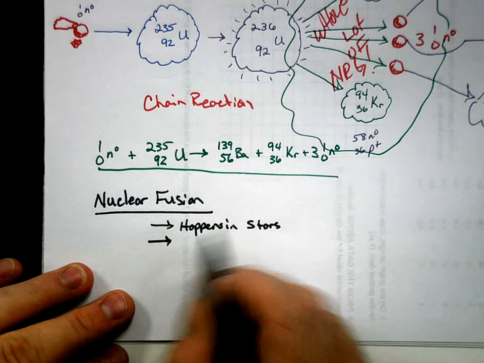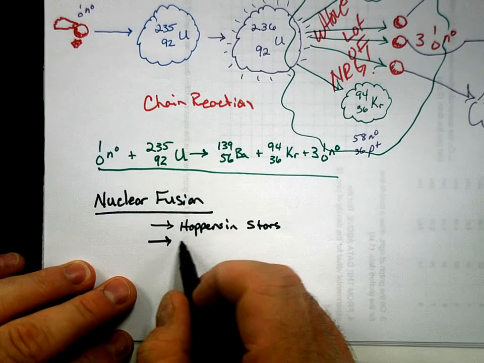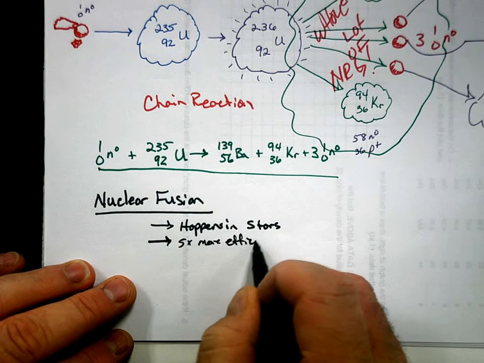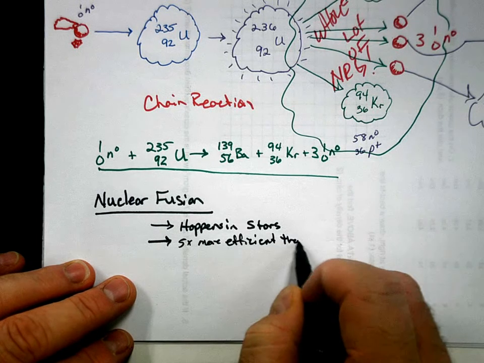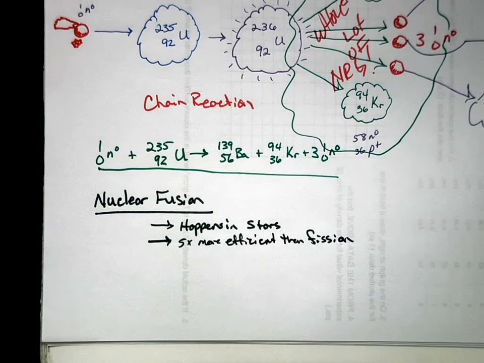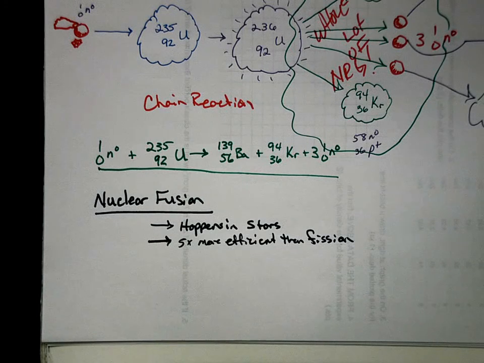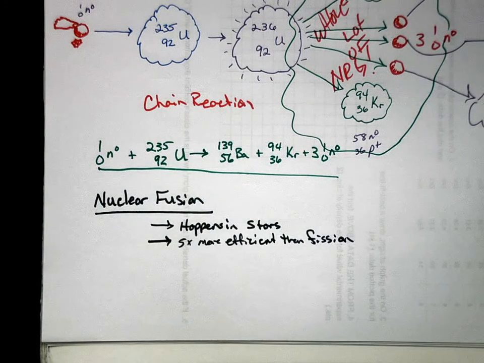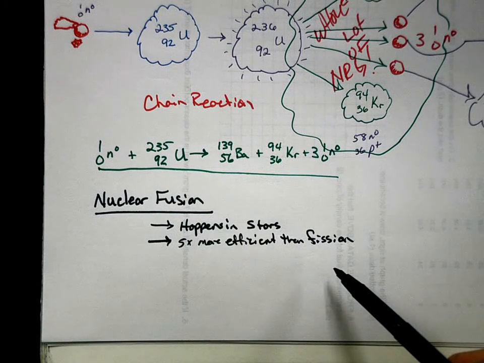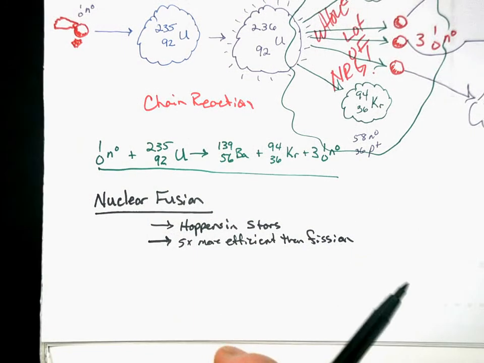Okay. So it happens in stars, and it is 5 times more efficient than fission. For every kilogram of uranium fuel we use for fission, as opposed to a kilogram of hydrogen fuel for fusion, nuclear fusion will release 5 times more energy. Robert.